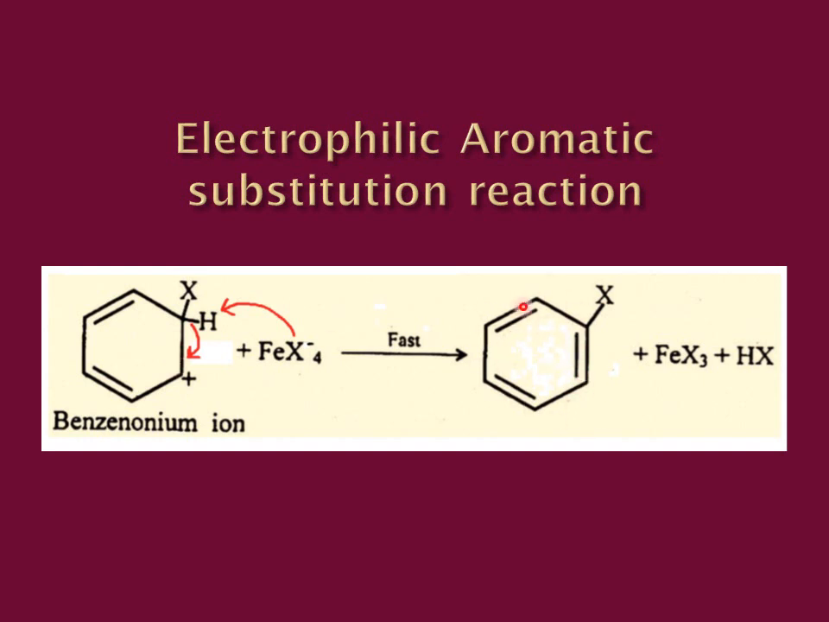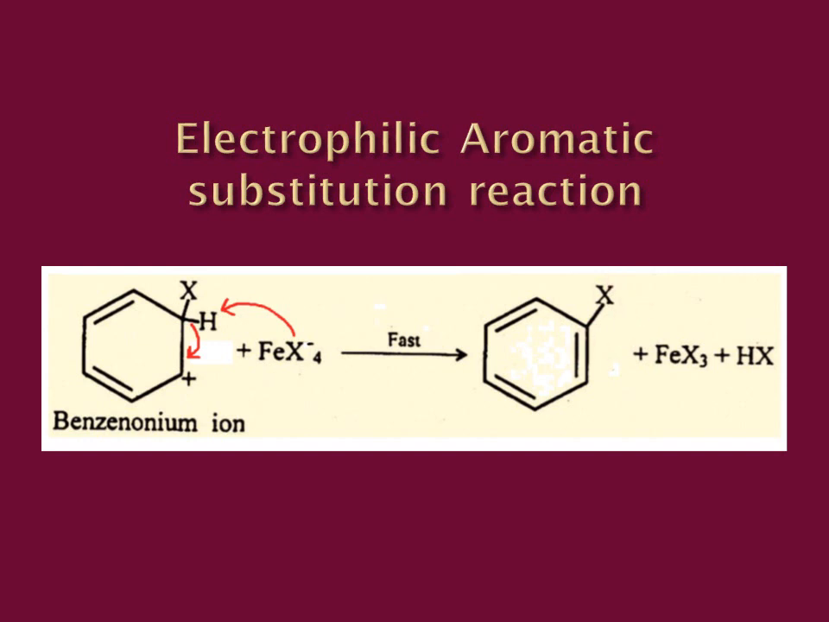Now FeX4 negative is going to abstract this proton. One H and X is going to make HX, and FeX3 is again going to convert into a neutral molecule. In this way, electrophilic aromatic substitution takes place.